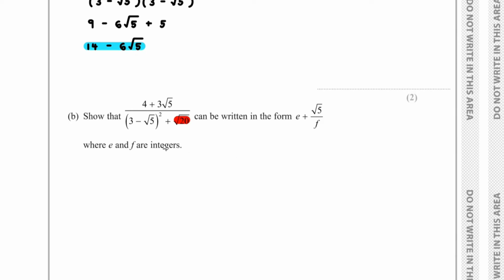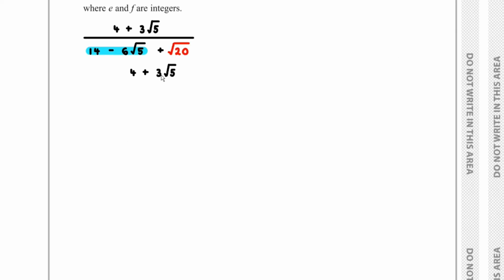To begin with, we can use the result that we found in part 8. 3 subtract root 5 all squared is 14 subtract 6 root 5. So we have 4 plus 3 root 5 over 14 subtract 6 root 5 plus root 20. Let's now manipulate this. We have 4 plus 3 root 5 over 14 subtract 6 root 5 plus root 20, and root 20 we can write as root 4 multiplied by root 5.